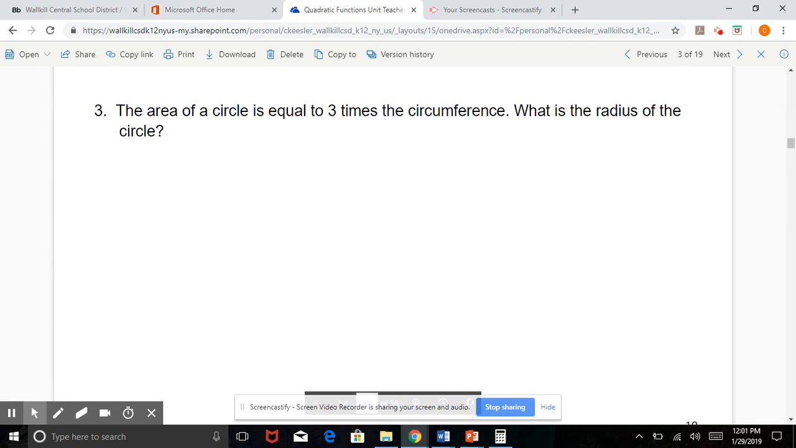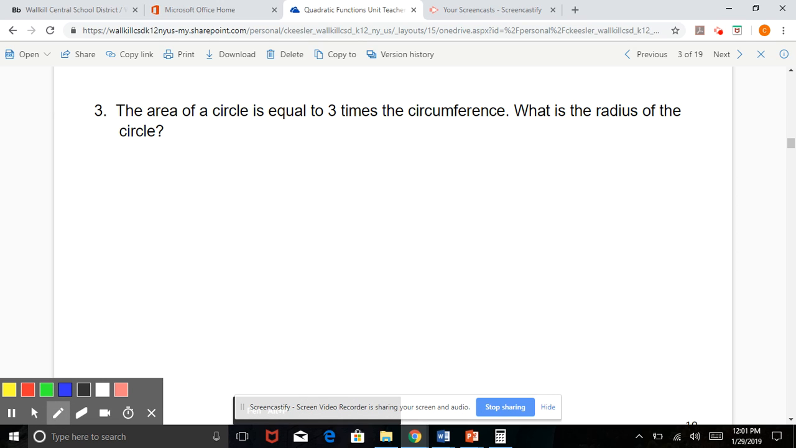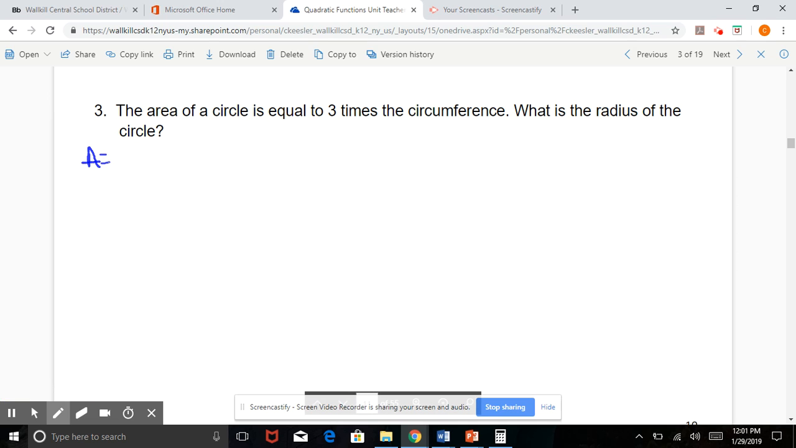Okay. Number 3, we have the area of a circle is equal to 3 times the circumference. What is the radius of the circle? All right, so in order to do this problem, you need to know your formulas for area and circumference of a circle. So if you guys remember, area equals pi r squared. Circumference equals 2 pi r.